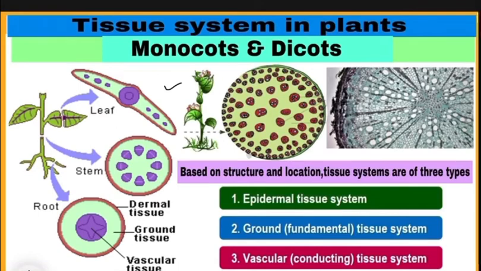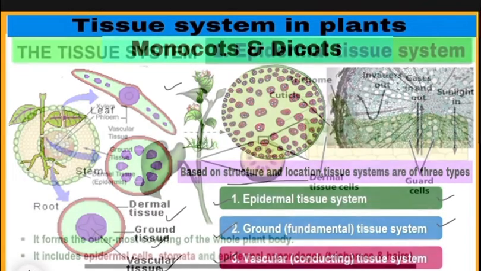There are 3 types of tissue system in plants based on their structure and location. They are number 1 epidermal tissue system or dermal tissues, number 2 ground or fundamental tissue system, this is the ground tissue, and number 3 vascular or conducting tissue system, this is the vascular tissue. Now let us study them one by one.